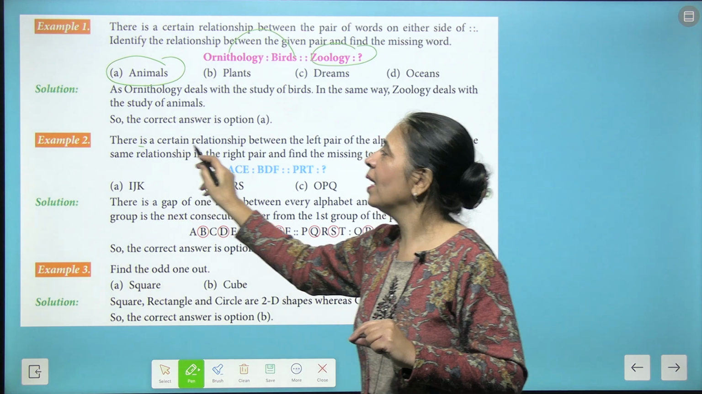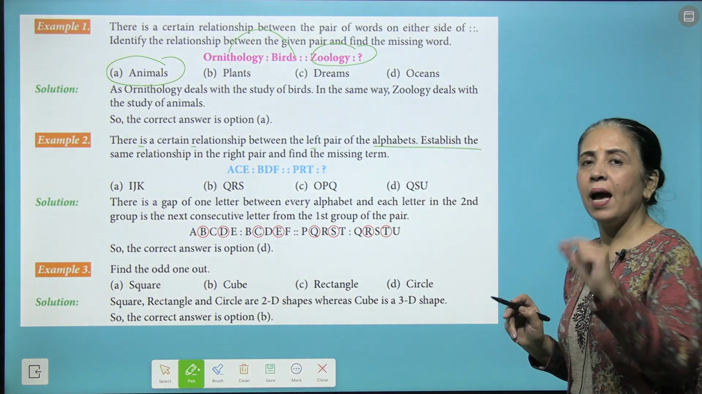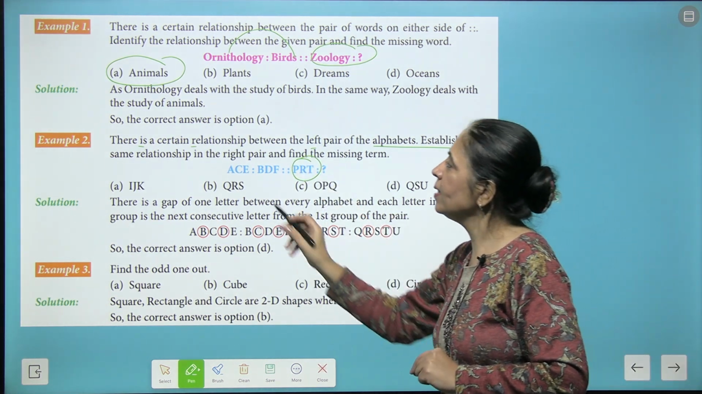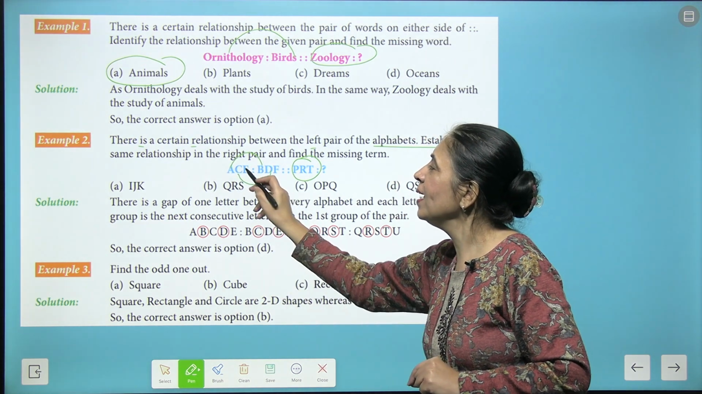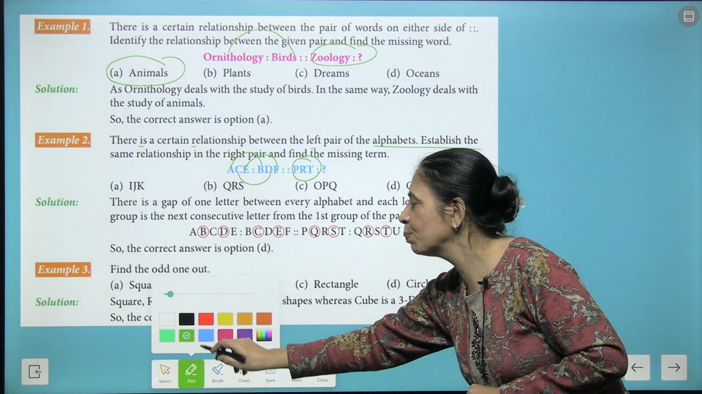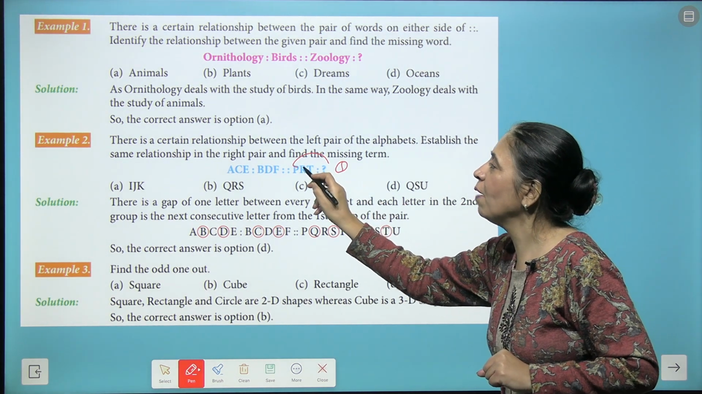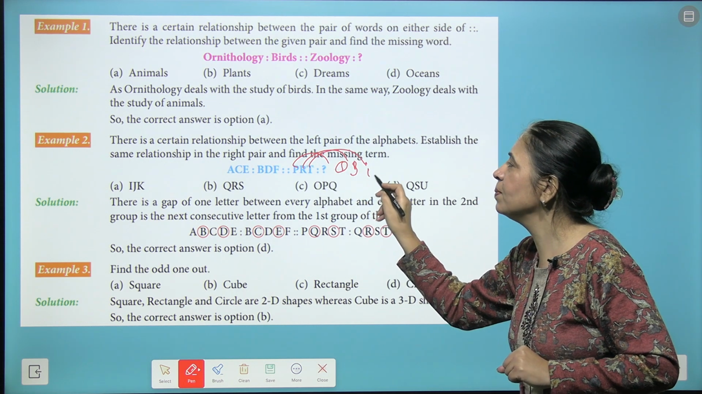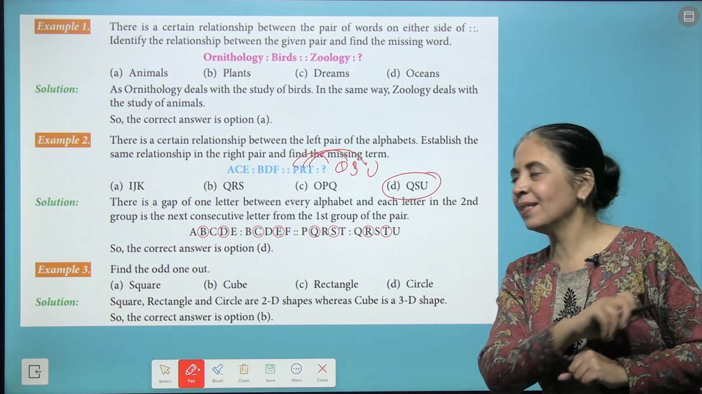Next is, there is a certain relationship between the left pair of alphabets, and the same relation is to be created with PRT. Let's see what the relation is. A followed by B, C followed by D, and E followed by F. That's great. You have spotted it. Now what comes after P is Q. After R is S, and after T comes U. So QSU is the correct answer.